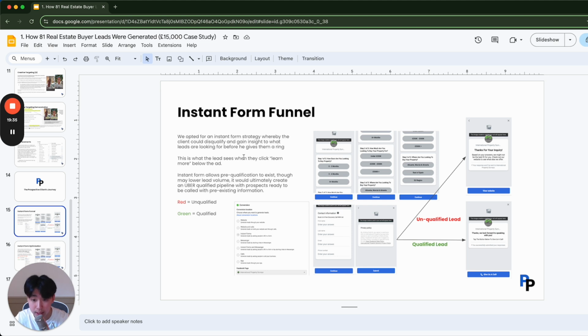So this is what the lead sees when they click learn more below the ad. They would then answer 3 questions, enter their contact information, confirm the privacy policy. Then depending on their answers, they would be either classified as qualified lead or unqualified lead, which they would have different landing pages for. So red being unqualified and green being qualified, right?